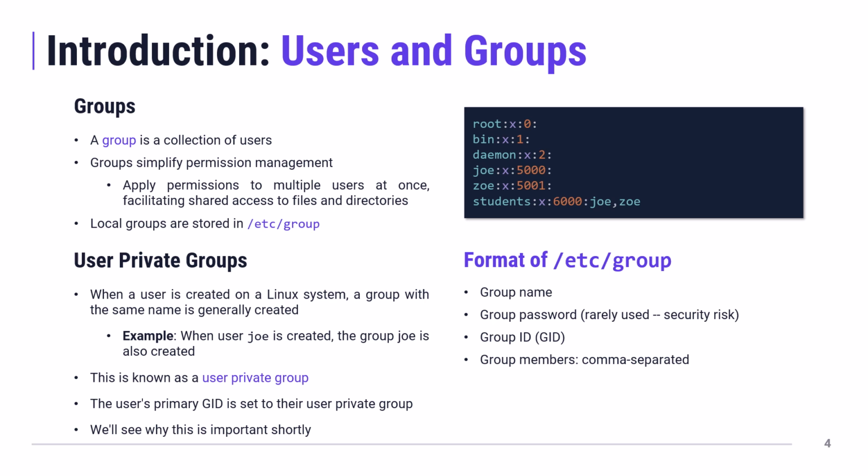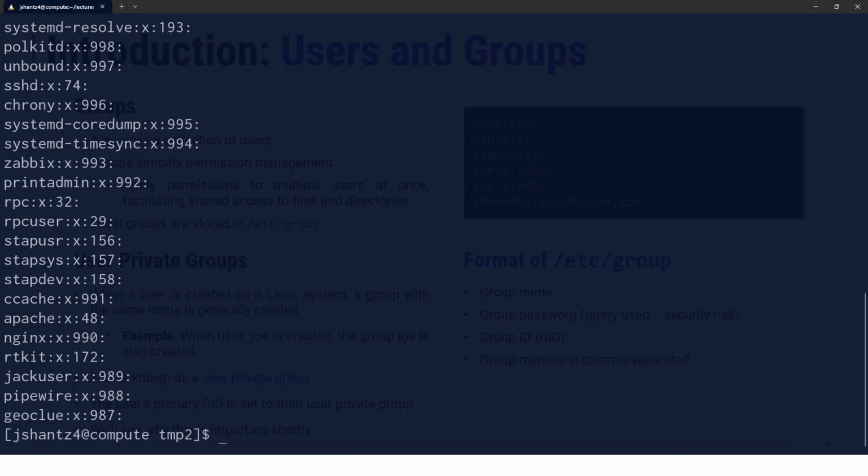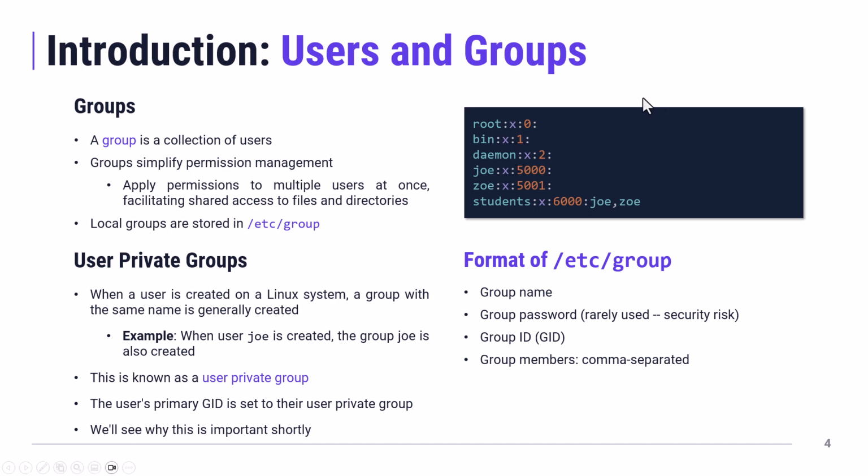Local groups are stored in /etc/group, and you can have groups stored remotely on a separate server. But if you take a look at /etc/group, you'll see all the local groups. Now, the format is similar. We've got the group name. We've got an x, which is actually the group password. You can have a group password. It's not used really anymore.